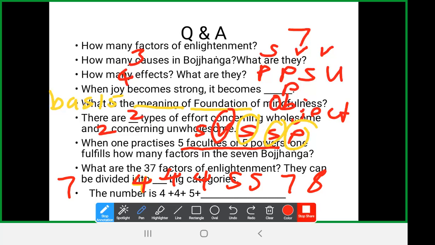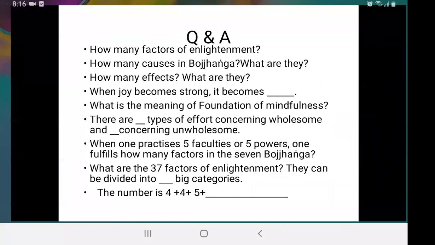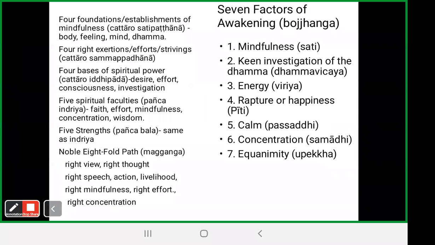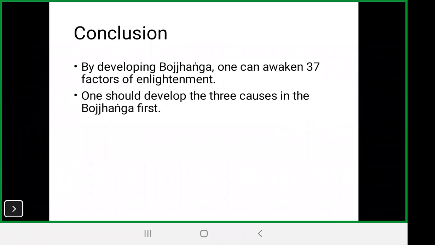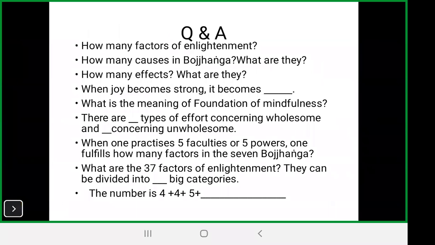Yes, Saji, I have a question. Can you go back to the last slide, the question just now? This one, the five faculties and the five powers. What is the difference? I want to know this too.